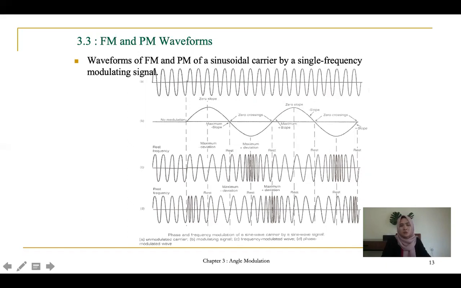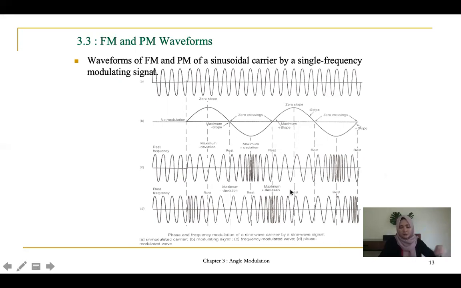So you can see that the output for frequency modulation and phase modulation is quite similar. However, the part that is different is this part. You can see the different frequency. This is high frequency, this is low frequency.